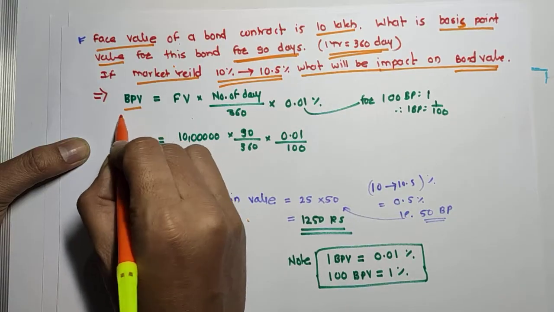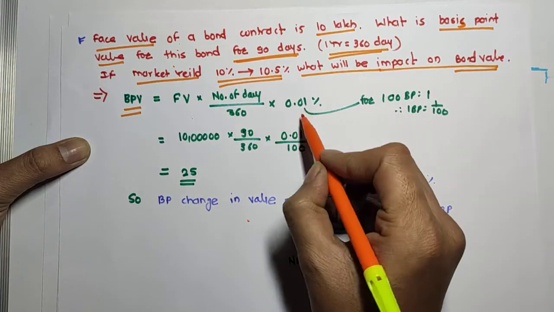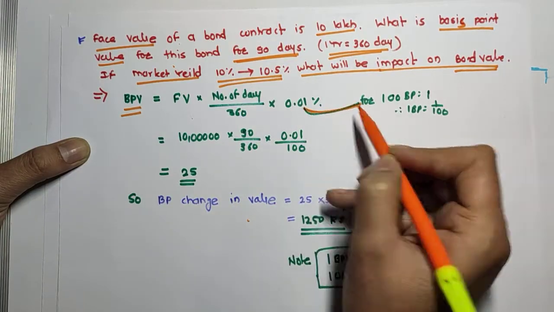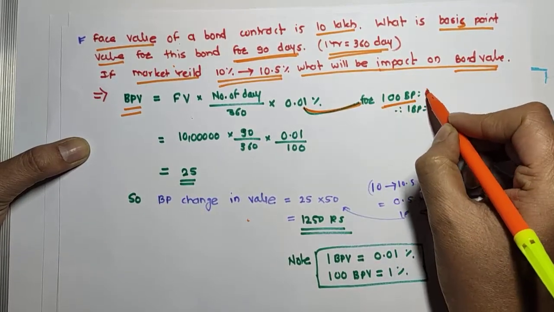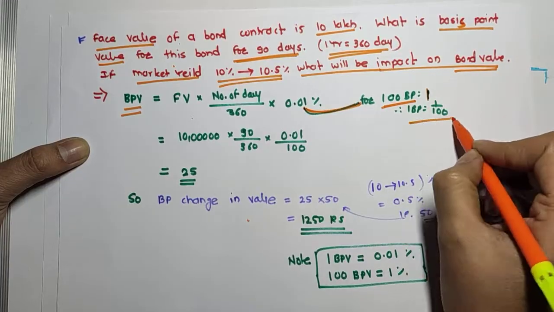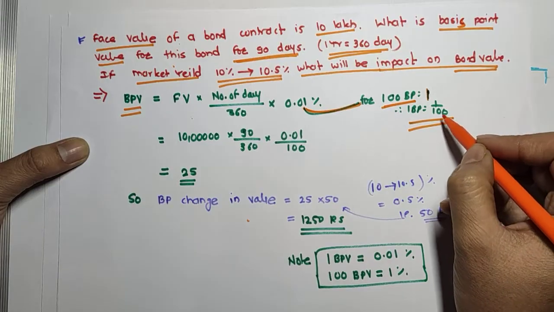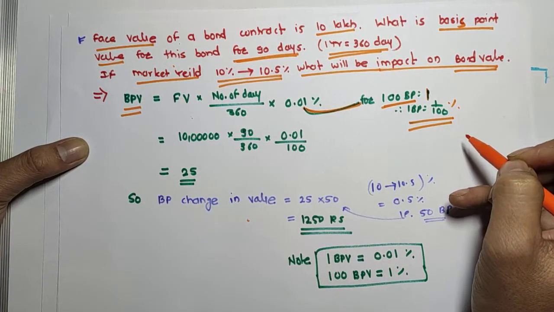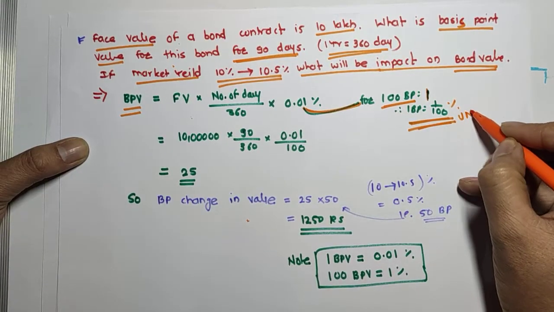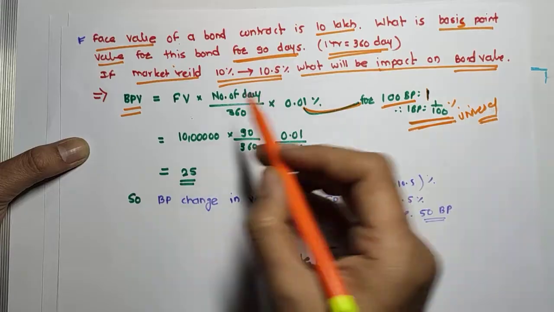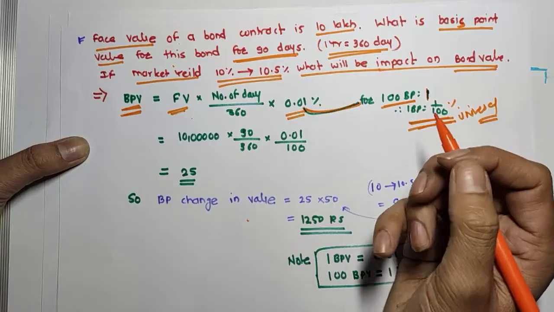Basis point value is nothing but your face value into the change in the basis point. For example, for 100 basis point, the value is 1. Therefore for 1 basis point it will become 1 upon 100, right? That is the percentage you can say. So this is the universal, you have to remember. So just multiply. Basis point value is nothing but the face value into the percentage for the basis point.